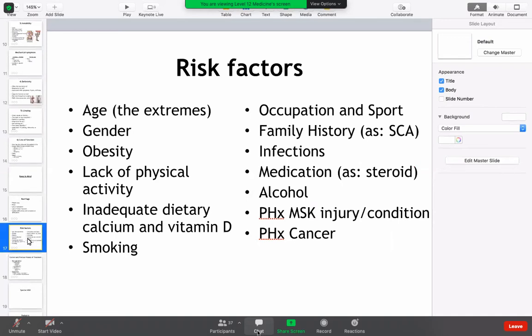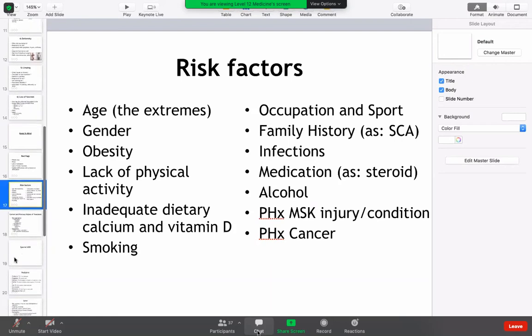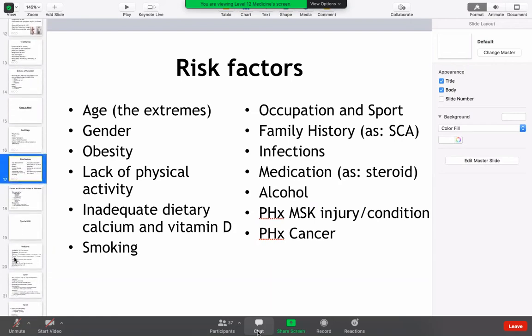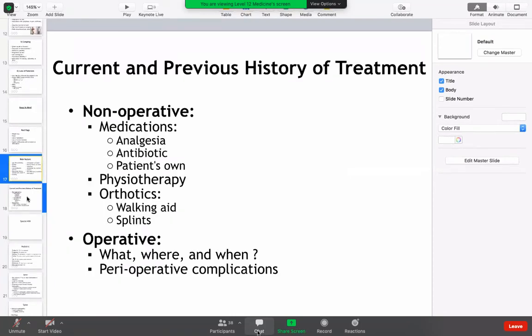History of infection. And also should ask about all the medications the patient is taking, like steroids can affect the musculoskeletal system. And also alcohol consumption can lead to some other manifestations such as avascular necrosis. And also don't forget about asking about important things in the past medical and surgical history, like previous injuries or cancer.